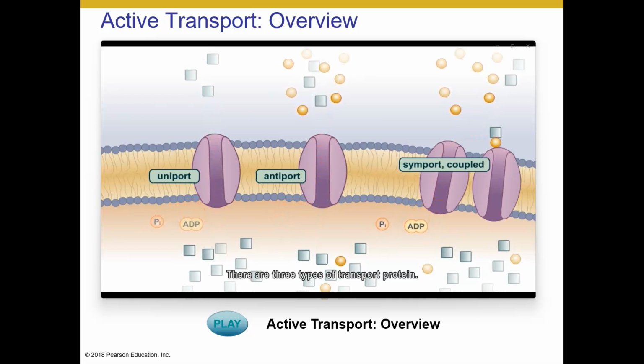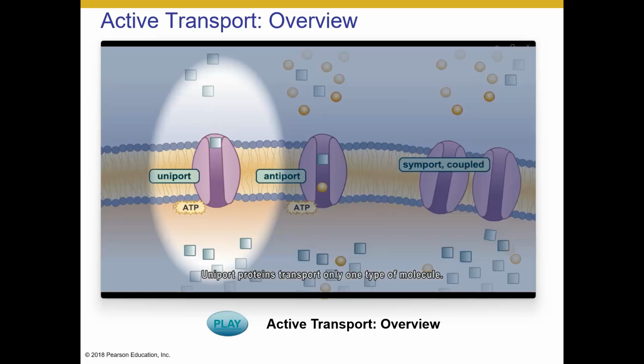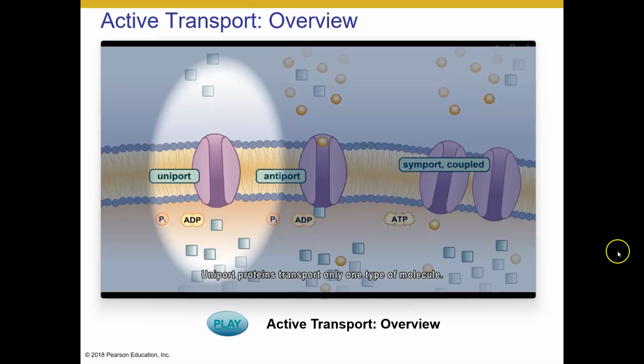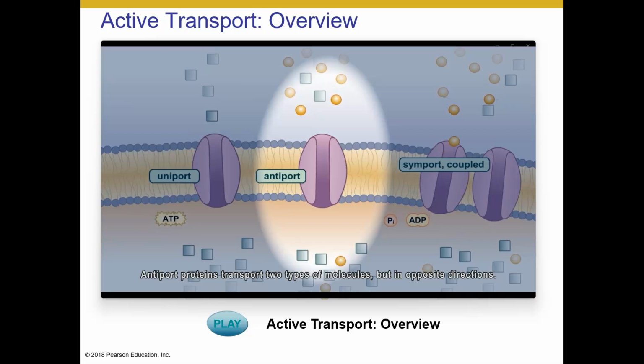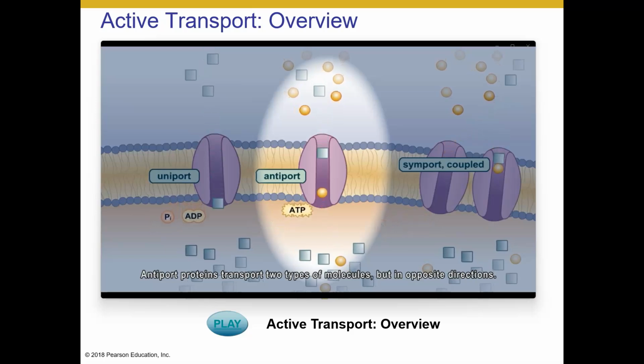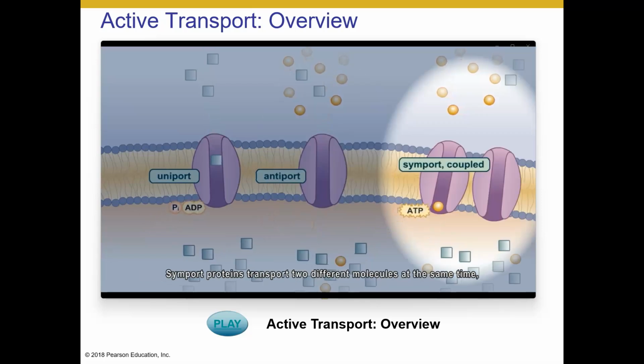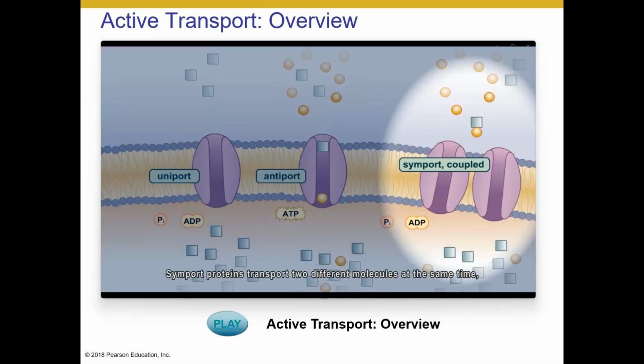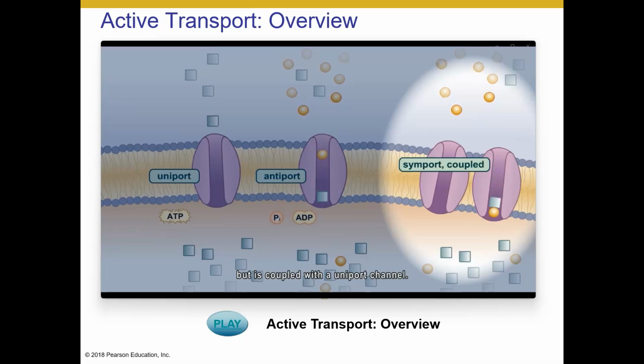There are three types of transport protein. Uniport proteins transport only one type of molecule. Antiport proteins transport two types of molecules but in opposite directions. Symport proteins transport two different molecules at the same time but is coupled with a uniport channel.